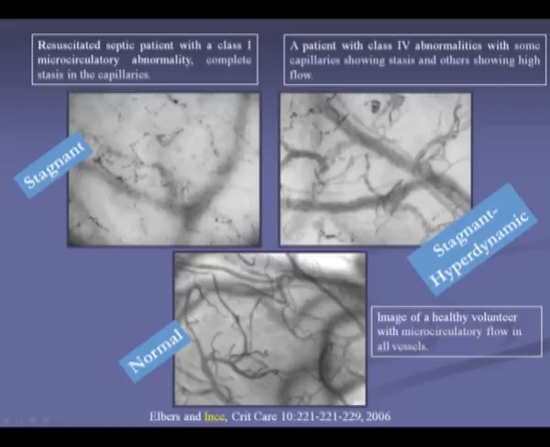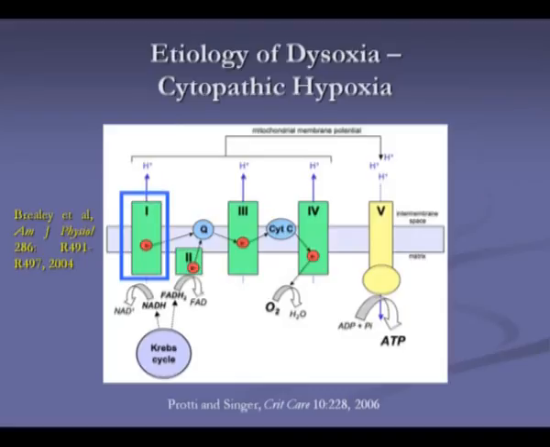So these are the patterns of microcirculatory abnormalities that one can see in patients with sepsis and patients with MODS, and they certainly demonstrate the presence of the microvascular abnormality. The second abnormality to be talked about, though, is this cytopathic hypoxia. This is something that our laboratory has studied quite a bit, and we're certainly not alone in it.